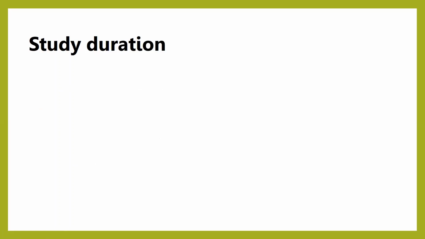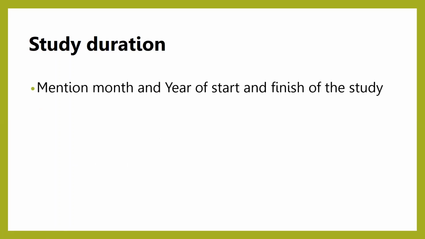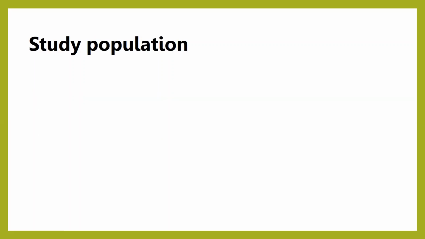So whatever is the case, you have to clearly mention the settings: community or hospital, inpatient, OPD, single center or multi-center. Then you have to mention the study duration, and you simply mention the month and year of start and finish of the study. For example, this study will be conducted from June 2020 to 31st December 2020, or from January 2021 to July 2023.